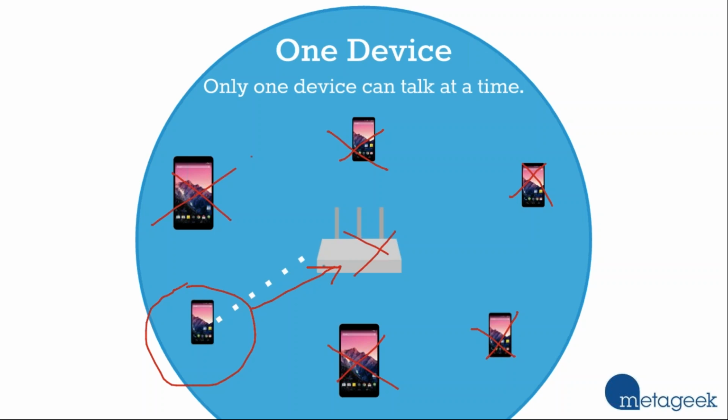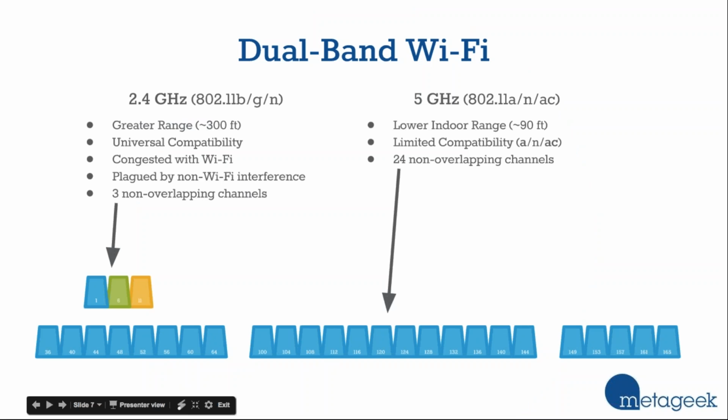And remember, this includes neighboring networks as well. If you've got a neighbor nearby that has an access point on the exact same channel, that access point and all the devices connected to it are going to have to take turns talking as well. Only one device can talk on a channel at a time.